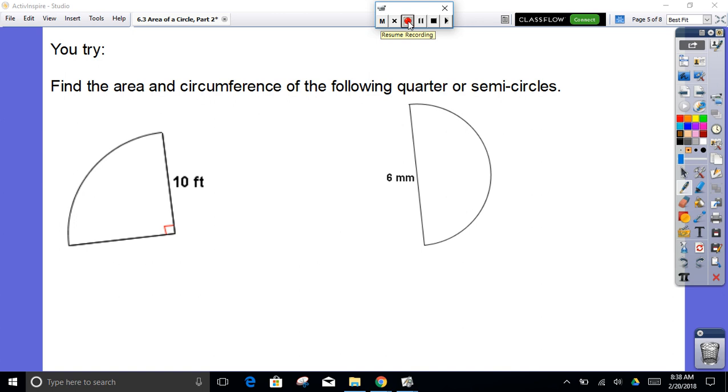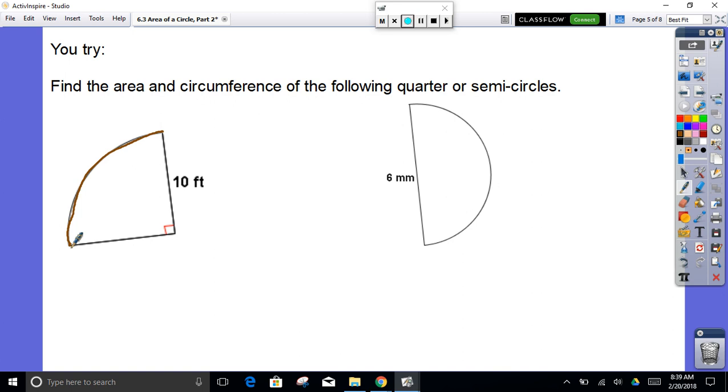Pat, what did you get for the area of the first one? Area? Oh, area. I don't know what I did. I got 110 feet. I don't know how. Maybe you were finding the arc length. Okay, so let's see. You got 110 feet. Anybody else get that?